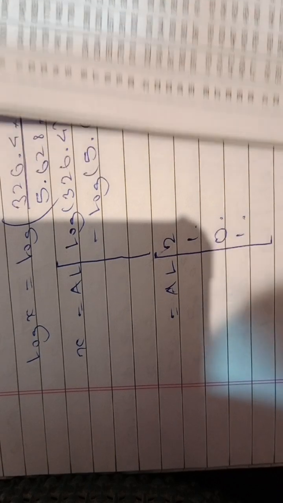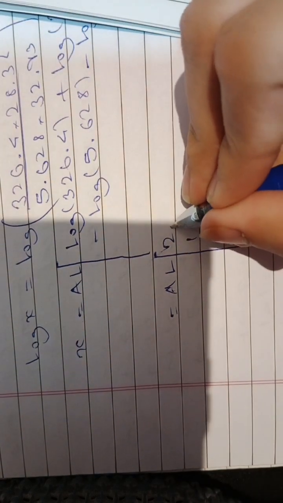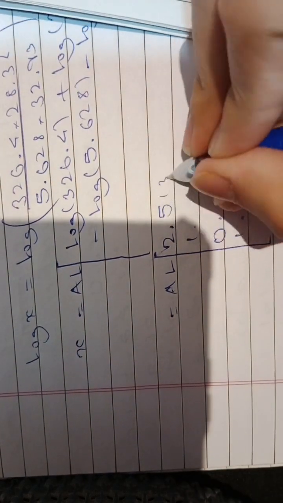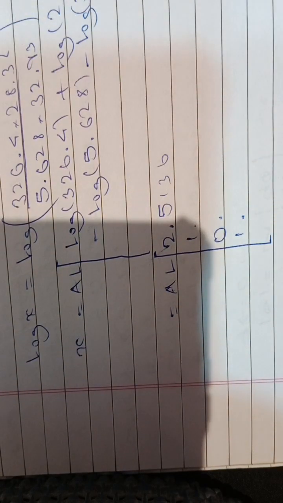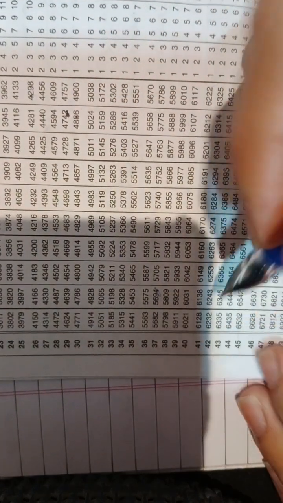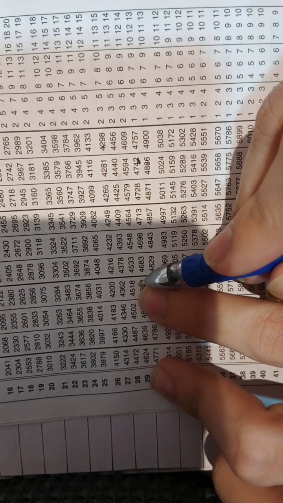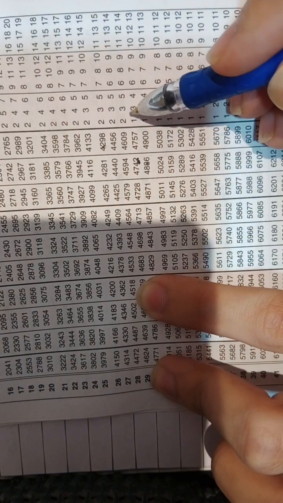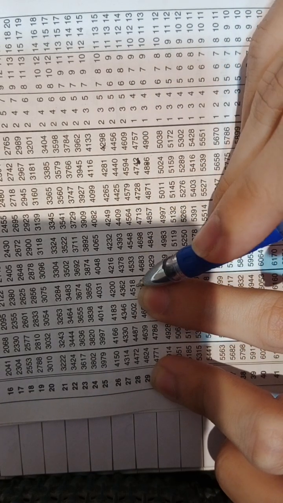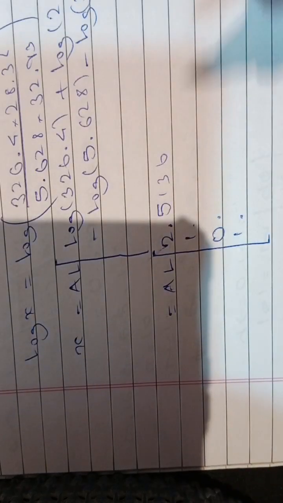Right, 5132 and 4, that will give us 5136, so it would be 2.5136. Now we repeat the same process for 28.32. So first we'll find the two-digit number, which is 28, which is right here, and then 3, which is right here, and then the mean difference would be adding 3 into this. So 4518 plus 3, that will give us 4521.